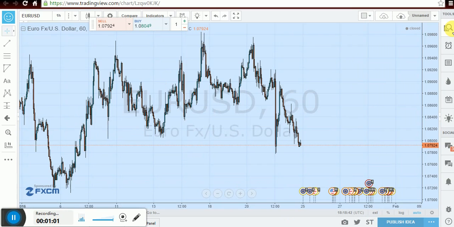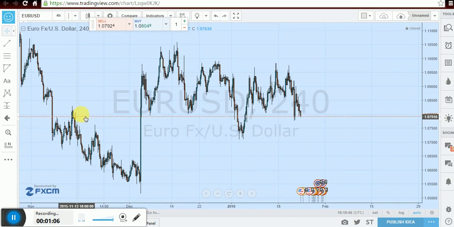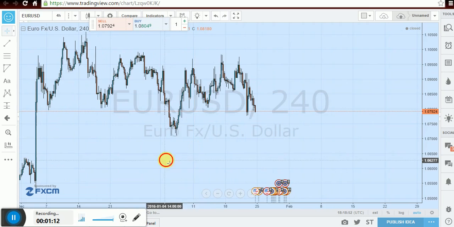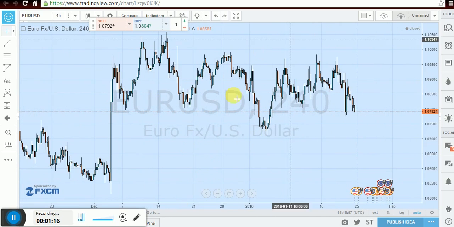The first thing I usually do is look at the currency pair on a higher time frame, usually the 4-hour chart, sometimes the daily, just to get an overall picture of what the market is doing. As you can see, on a 4-hour time frame, we can see that the market is in a sideways movement.